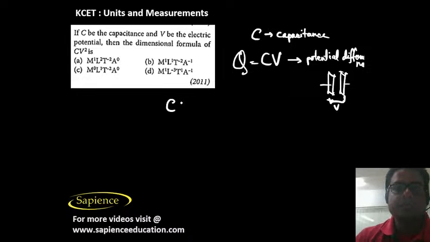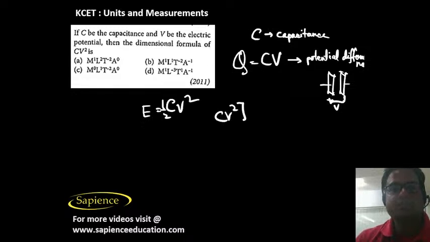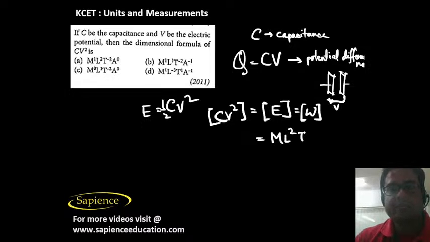We know that the energy stored in a capacitor is given as half CV square. So the dimensional formula for CV square will be the same as the dimensional formula of energy, which is the same as that of work done, ML square T power minus 2. So M power 1, L square, T power minus 2, and A power 0. So it will be option A.